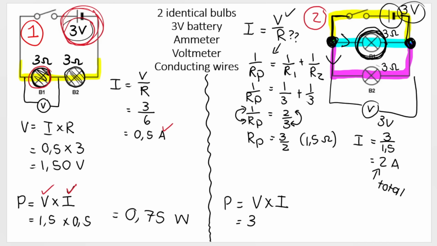So I'm working out the power of B1. I need to know the current that goes through B1. And because the purple branch and the blue branch have the same resistance, it means that the current will be split evenly. So if 2 amperes is the total current, the top branch will get 1 ampere, the bottom branch will get 1 ampere. Even split in current because the resistors are equal. So that means that the current through the blue branch is 1 ampere. And 3 times 1 is 3 watts.